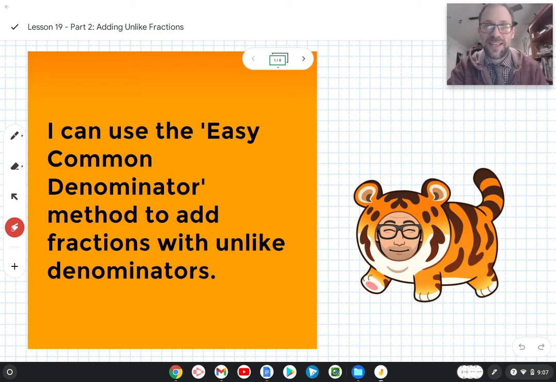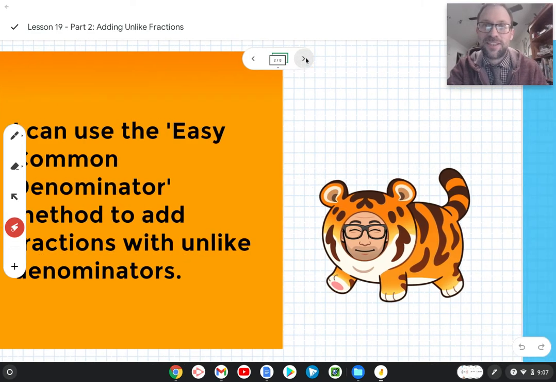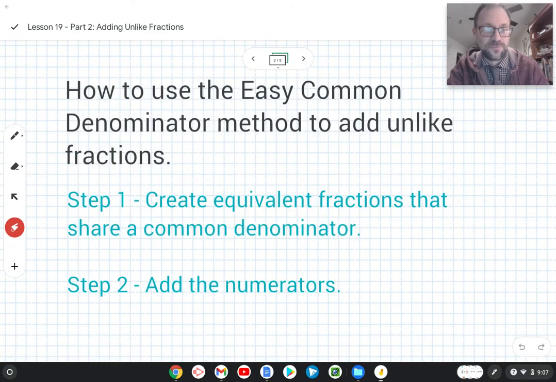Welcome to today's lesson. Today's learning target is I can use the easy common denominator method to add fractions with unlike denominators. Let's figure out how this works.